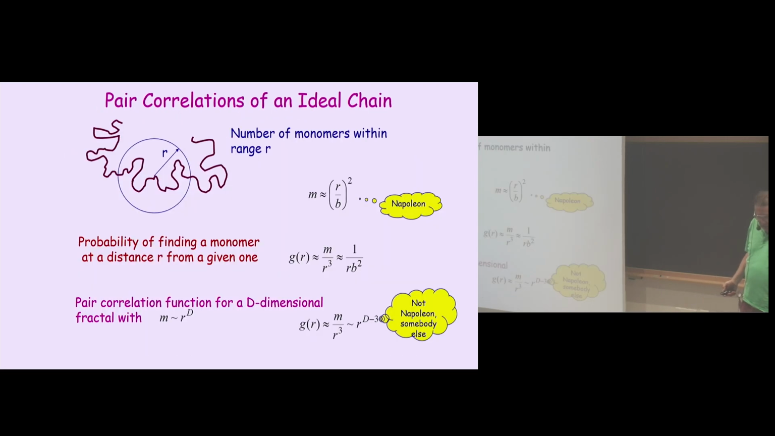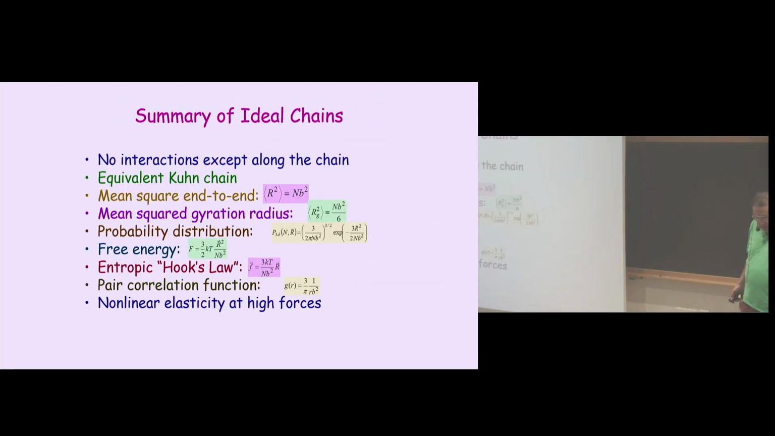Okay, so this is my summary of ideal chains. So this is Napoleon principle, gyration radius, Gaussian distribution, free energy, and force proportional to R. This is all you need to remember in order to feel comfortable in next lectures. Thank you.